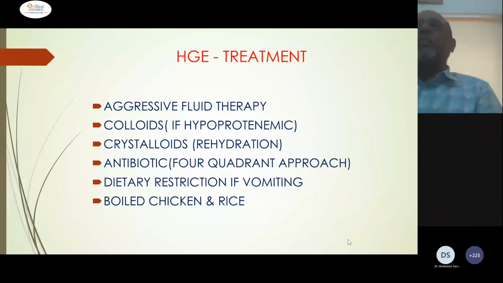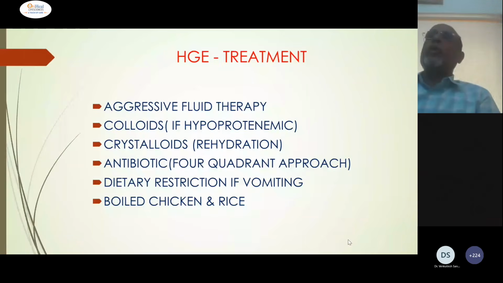So aggressive fluid therapy is most important. Usually you have to go for colloids if you find hypoproteinemia. I told you, the minimal database you should have for any critically ill patient is PCV and total proteins. And if the animal is going to be hypoproteinemic, then you'll have to go for colloids.